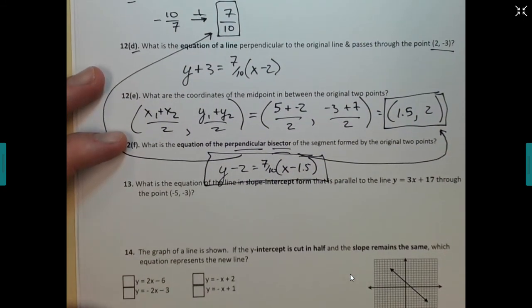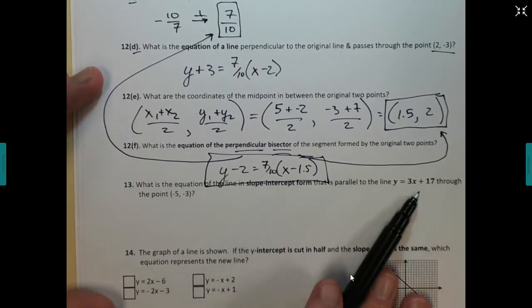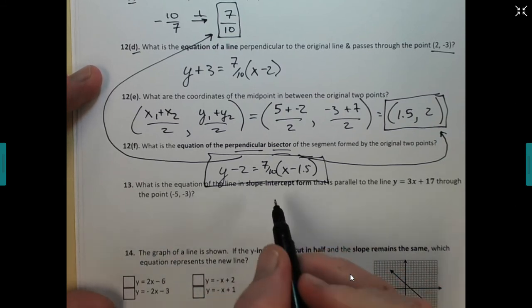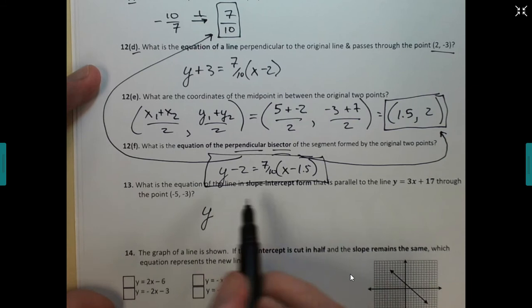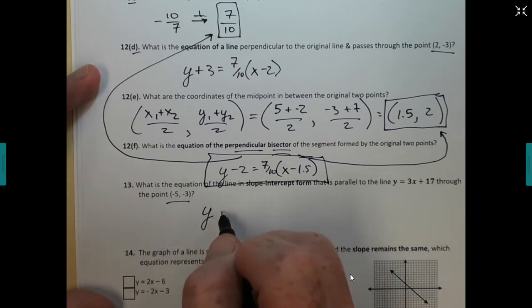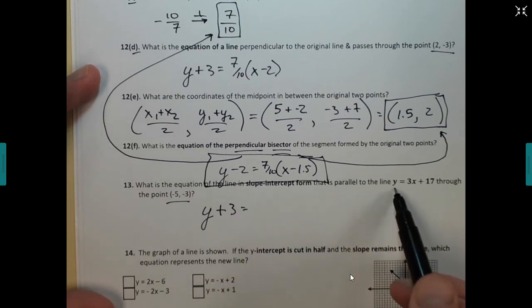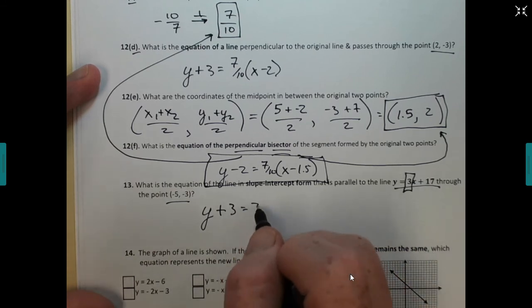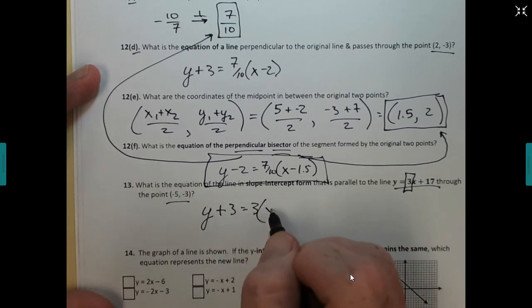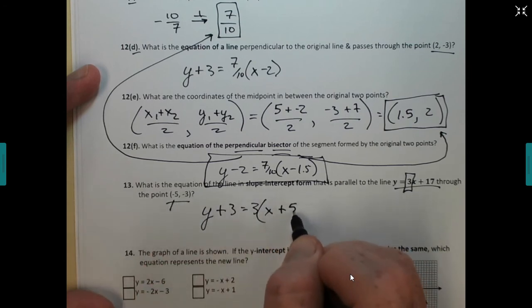What is the equation of the line in slope-intercept form? It's parallel to this one going through here. Again, I don't care what form you use. I'm going to go with point slope. I need to go through this point, y minus a -3. If it's parallel to this line, I just want the same slope. X minus a -5.